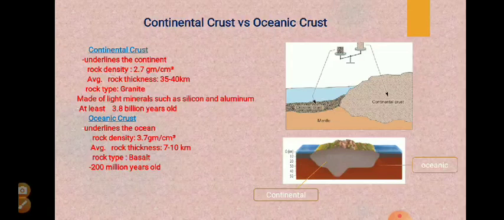Oceanic crust underlies the ocean. Here the rock density is somewhat heavier, 3.7 gram per cc. Average rock thickness is 7 to 10 km. Rock types are dark colored, generally basalt, and they are 200 million years old.